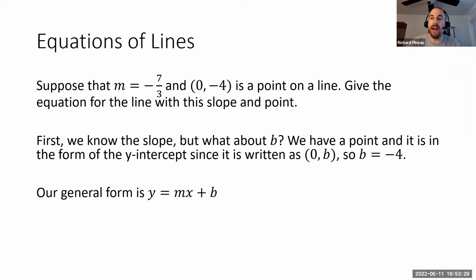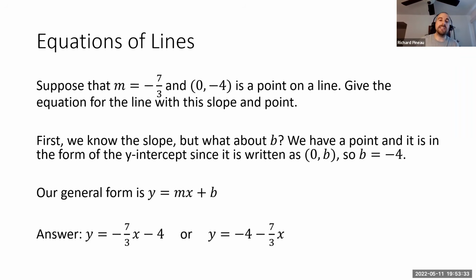So when we write this out as y equals mx plus b, what we end up with is y is equal to negative 7/3 x, since that's the slope, minus 4, since that's the y-intercept. And you'll notice that I did write it in the other way. You can reverse the order. Make sure you keep the signs. Both are negative in this case. Negative 4 minus 7/3 x.